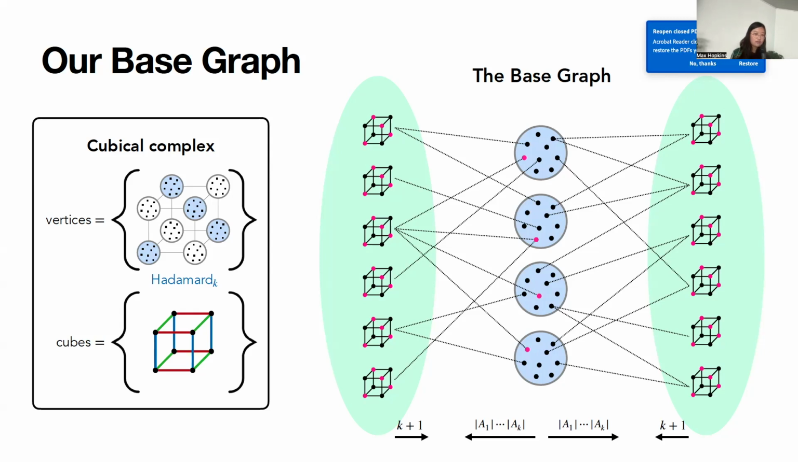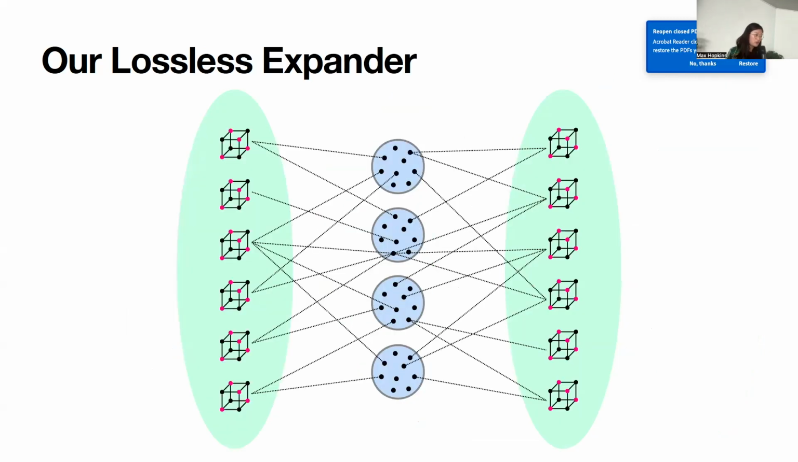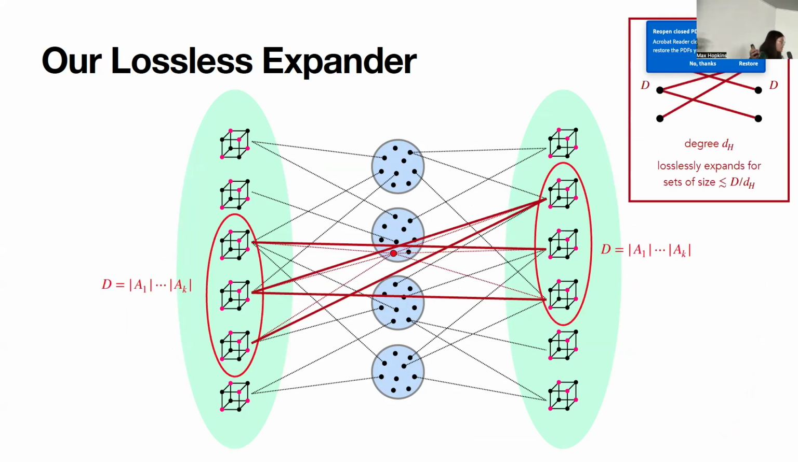Okay, so that's the base graph. Let me again remind you just what our final construction is going to look like. Once we have this base graph, we're going to use a gadget and place it on top of the neighbors of any middle vertex. So you fix a vertex, you look at all the cubes containing the vertex on the left and the right, and we're going to place a copy of the base graph between them.